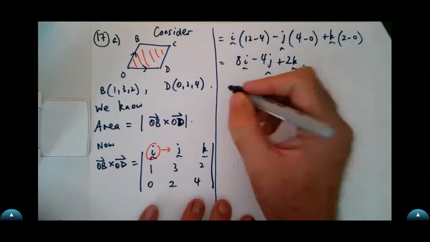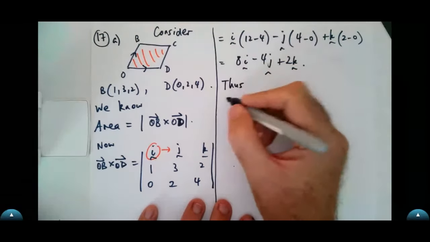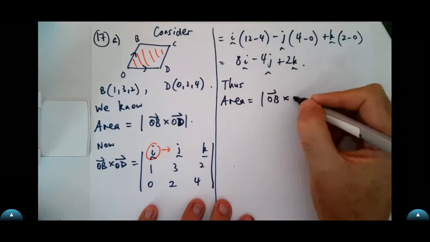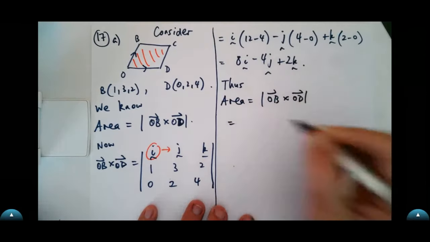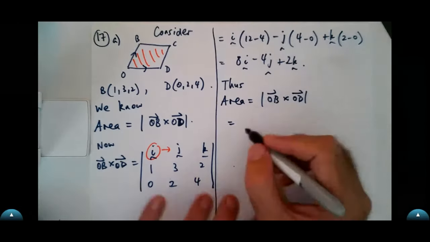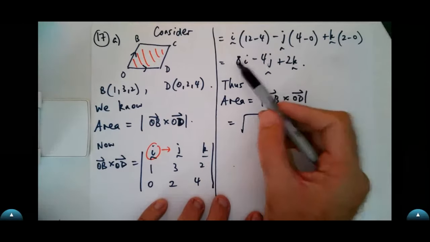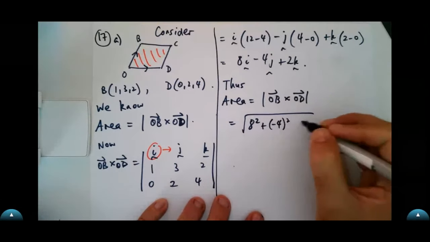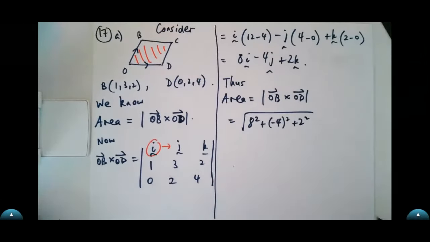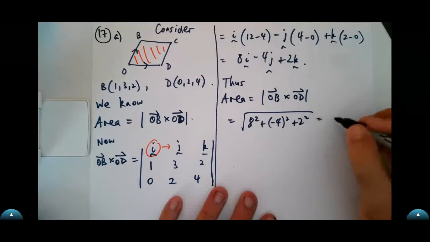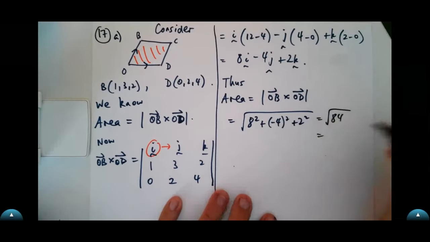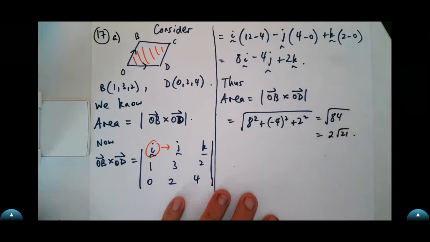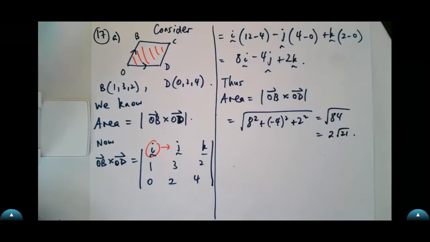All right, last part of the question. The area is this. So how do you compute the length of a vector? You square the components and add them together. Okay, so 64 plus 16 plus 4, and 4 times 21, so 2 root 21. So you could talk about that in terms of square units.